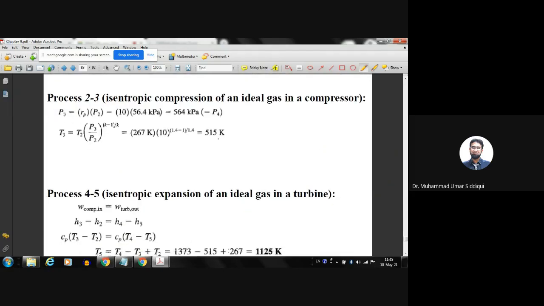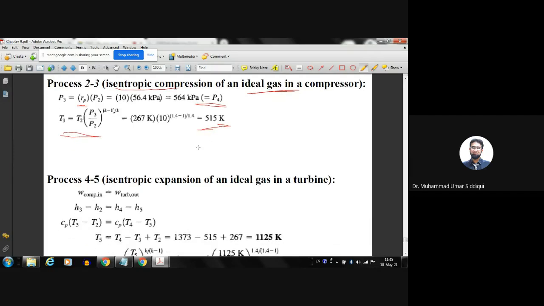The next step is process 2 to 3. It's again isentropic compression, but this is inside a compressor. Here we know the pressure ratio, so we know how much the pressure is raised by the compressor. Just multiply by the pressure ratio, and we can determine P3. This will be the same as P4. Then we can use the relationship between temperature and pressure to determine T3, since it is an isentropic process. Let's talk about two more isentropic processes.